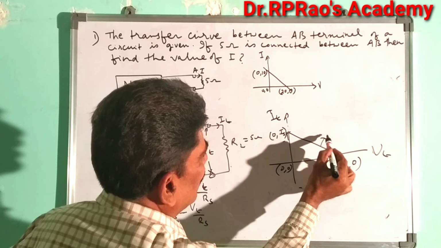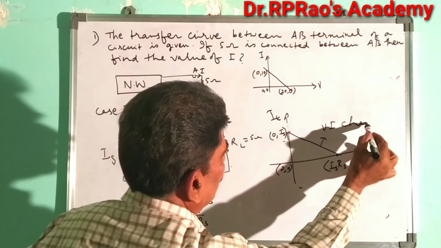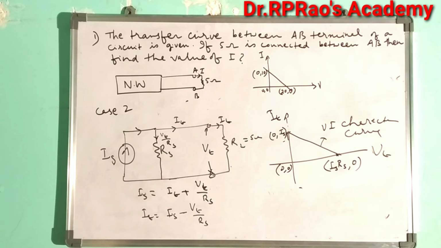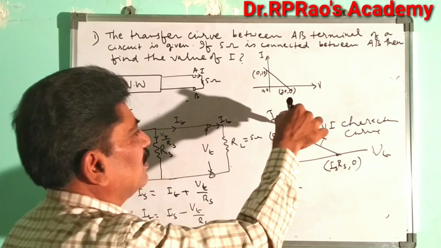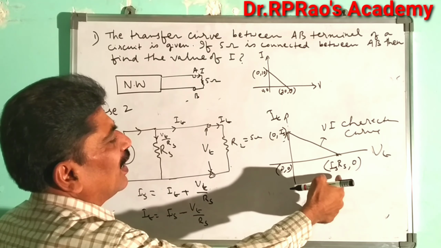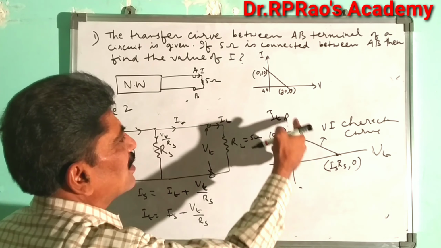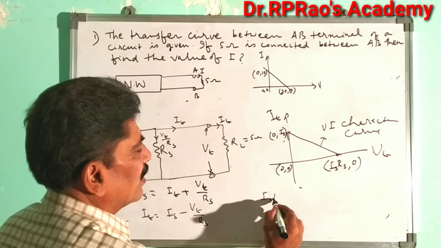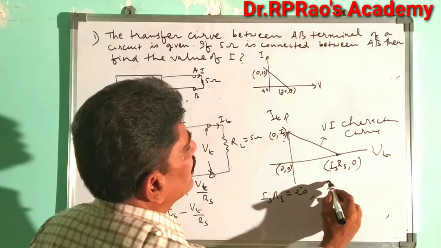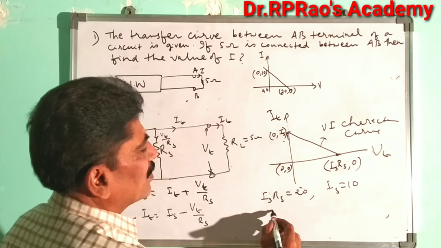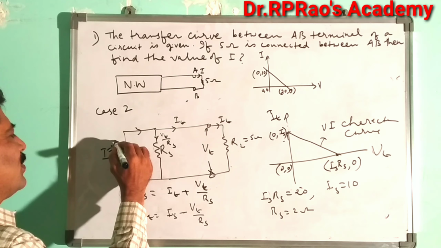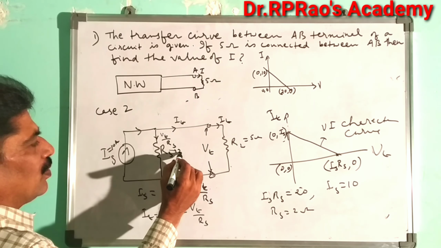This line represents the VI characteristics. We can also call it the transfer curve. Comparing these two curves, we can find the values of Is and Rs. So from this, we get Is Rs is equal to 20 and Is is equal to 10. So when Is is equal to 10, Rs is equal to 2 ohms. So we know now Is is equal to 10 amperes and Rs is equal to 2 ohms.